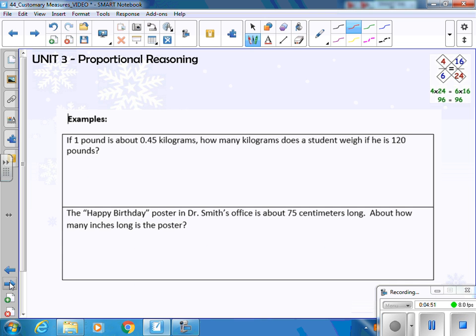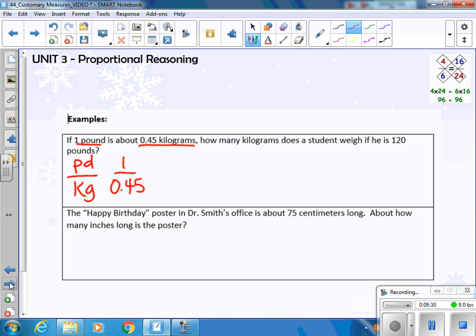So here are two sample problems we're going to solve, and we're going to solve two more on the back, and then the rest of the problems you're going to be solving on your Edmodo quiz. For the first one, it says if 1 pound is about 0.45 kilograms, how many kilograms does a student weigh if he is 120 pounds? Let's first write down what we're comparing. We're comparing pounds with kilograms. And what we know is that 1 pound is about 0.45, or 45 hundredths, of a kilogram.